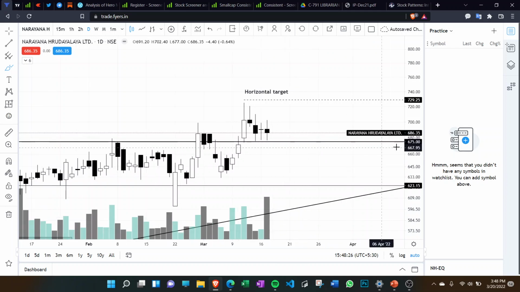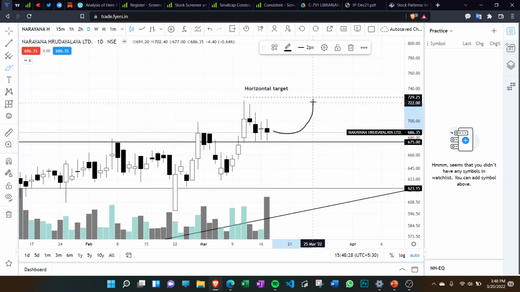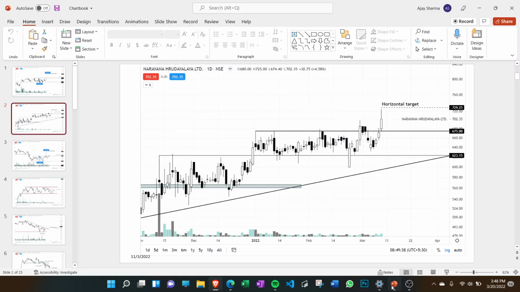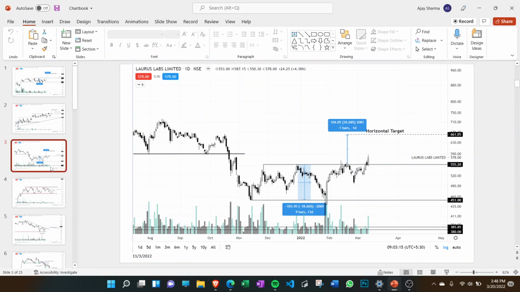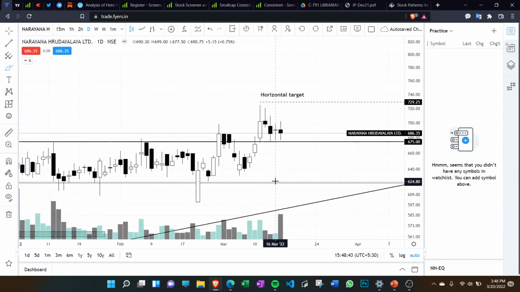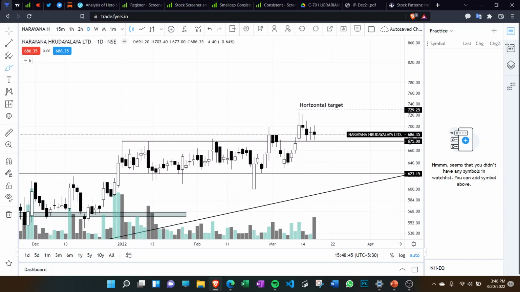As long as this 675 is held, this can again move higher and reach the target of 729. So now let's take a look at this horizontal as a reversal pattern. As I told you, the horizontal pattern is not only a continuation pattern, it is also a reversal pattern. The difference between the continuation and the reversal is typical.